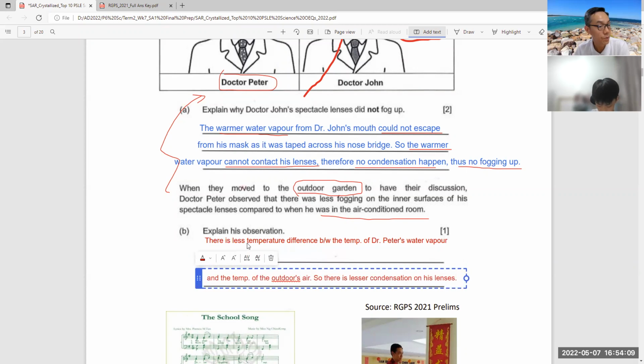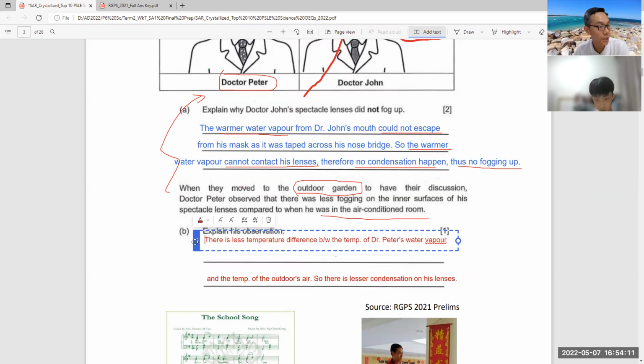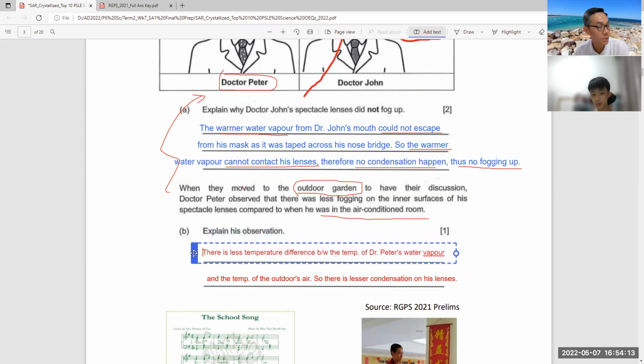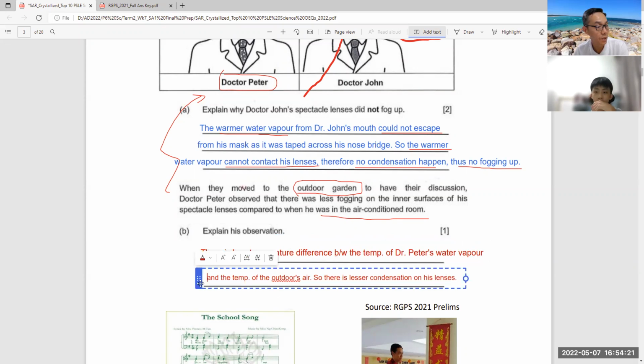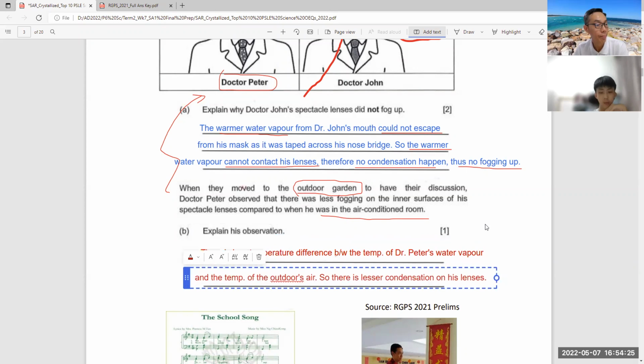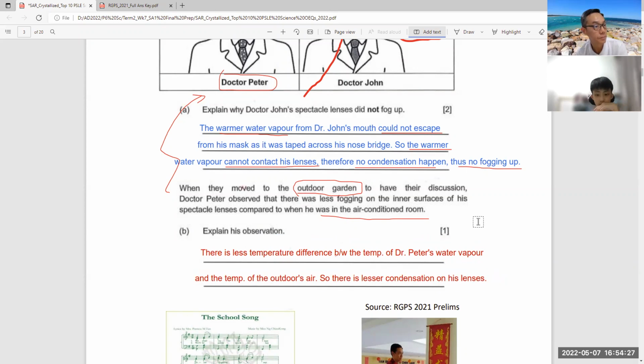Okay, this one is only 1 mark, so it's shorter. So mainly you talk about there's less temperature difference between the temperature of Dr. Peter's water vapor and the temperature of the outdoor. Because when he was talking, the water vapor from his breath maybe is about 37, but the outdoor temperature maybe is 30. So the lesser temperature difference.